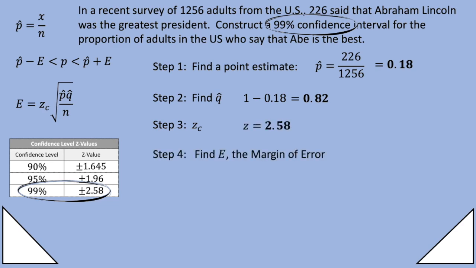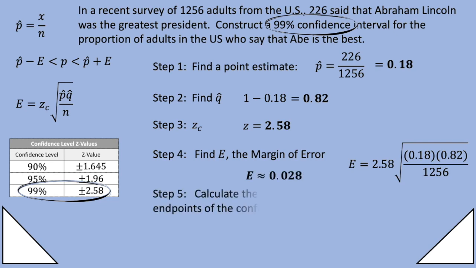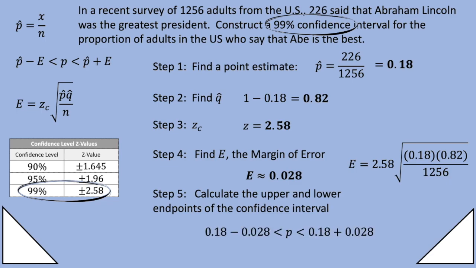Step 4 is to find the margin of error. So we use that crazy formula, plug in all of our numbers, and we'll get our margin of error is 0.028. Then we'll calculate the upper and lower endpoints of the confidence interval. 0.18 minus 0.028, 0.18 plus 0.028. So we get the proportion of people who say that Abe is the best is likely somewhere between 0.152 and 0.208.